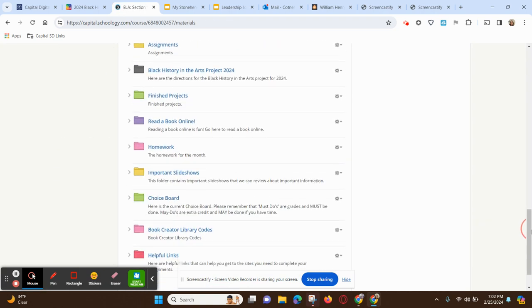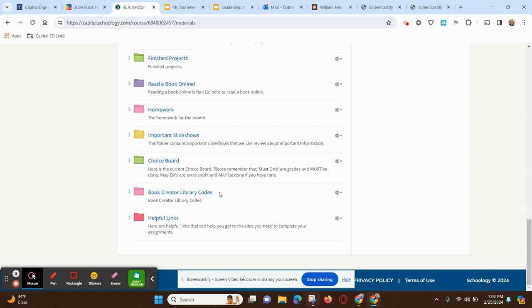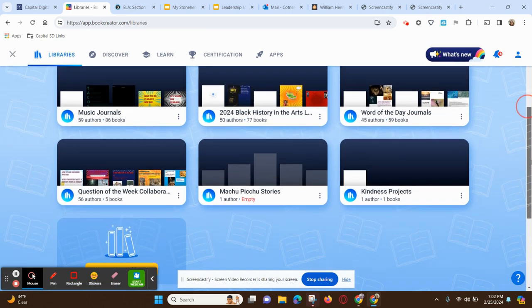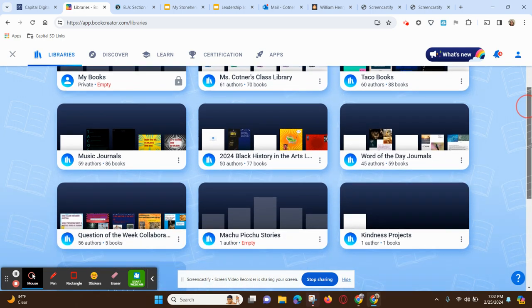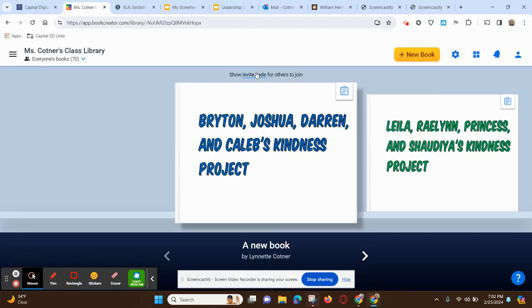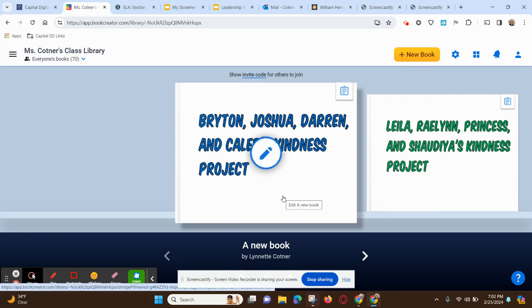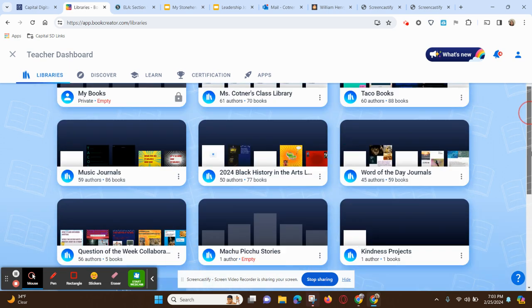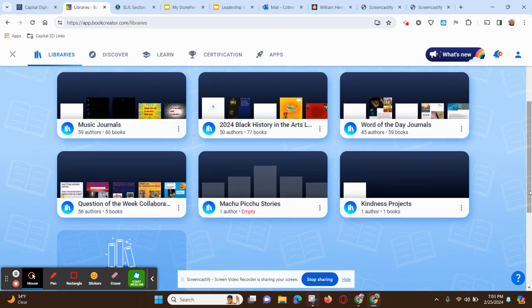And then we have all the Book Creator library codes, because in Book Creator, all of these individual libraries have their own code. So if you do not have the code, you can't get into that specific library. So one thing I learned, which this class is teaching me a lot, with Book Creator, you can assign books, and only the people assigned to that book are able to edit the book. But you cannot assign a book to somebody that's not part of the library. So nobody is a part of the Kindness Library yet, because they're going to be getting the code tomorrow at school. This is a brand new project that we're about to start.